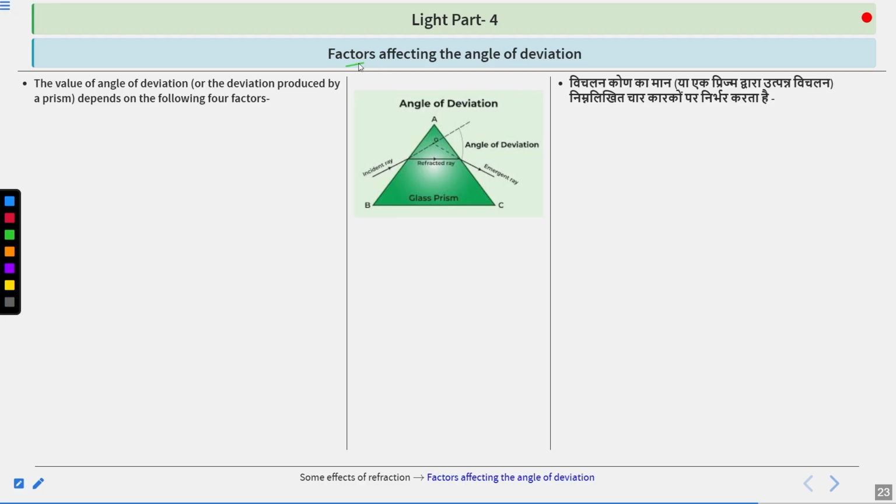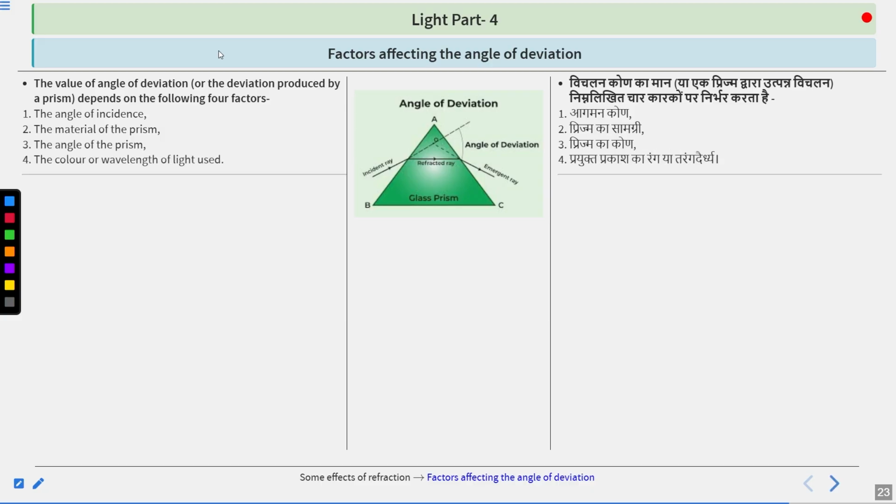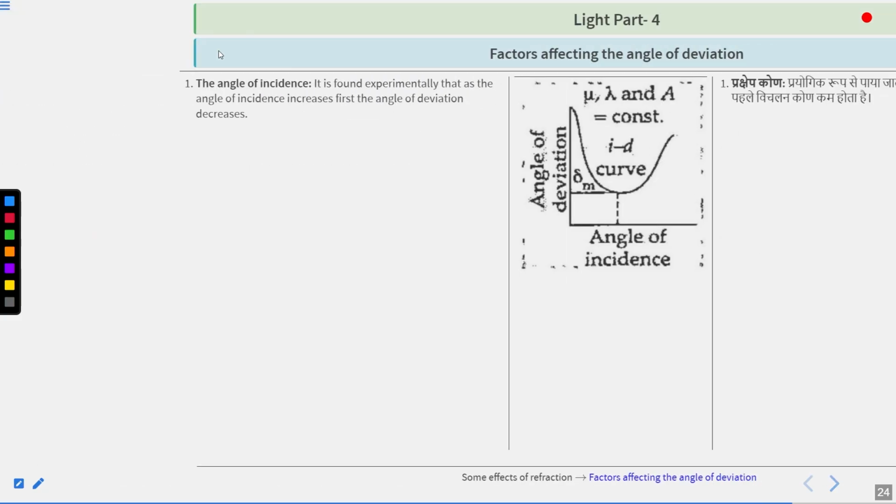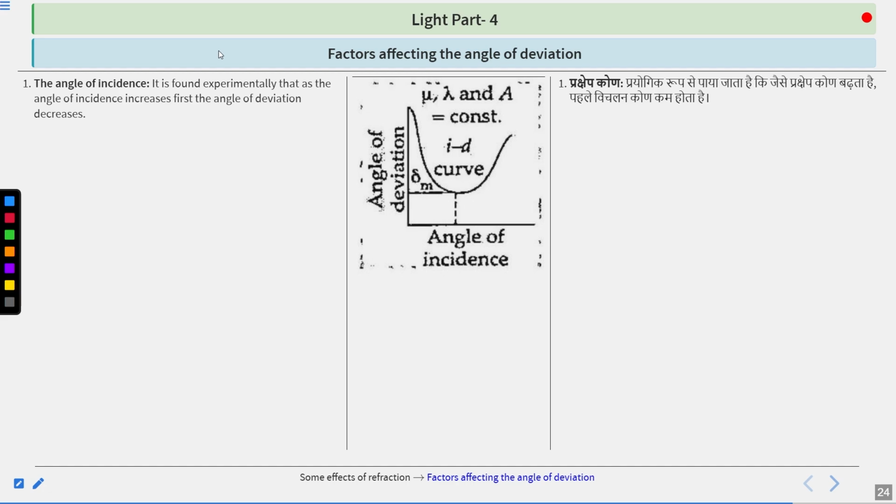Now, the factors that affect the angle of deviation. The deviation produced by a prism depends on the following four factors: the angle of incidence, the material of the prism, the angle of the prism, and the color or wavelength of light that is used. The angle of incidence, how does it affect?